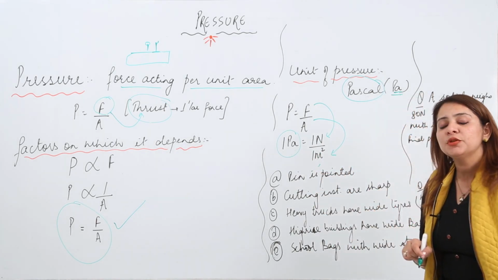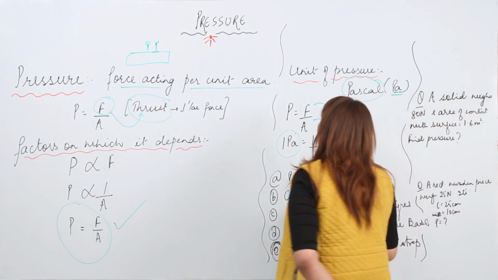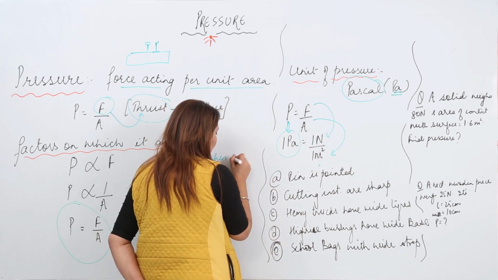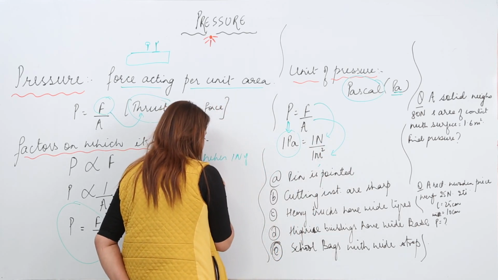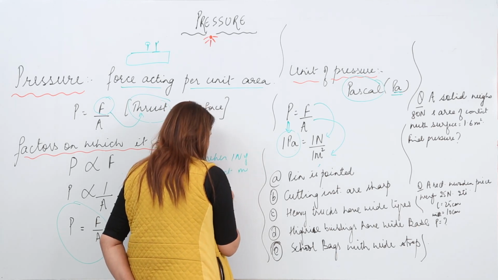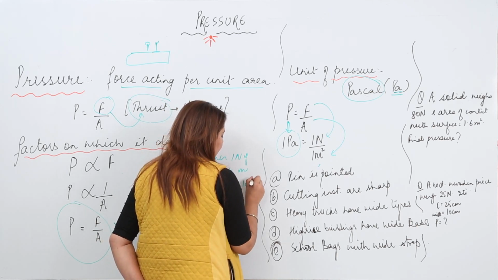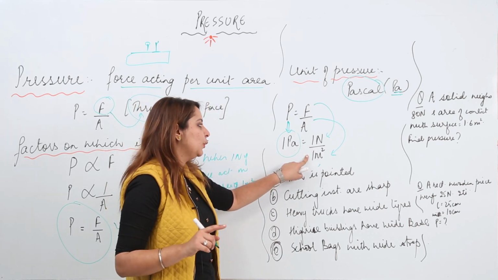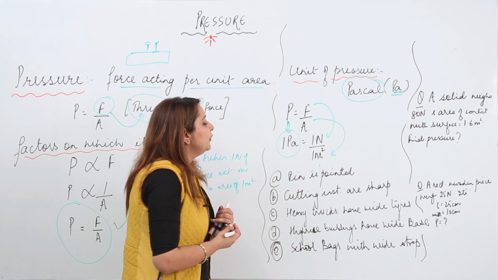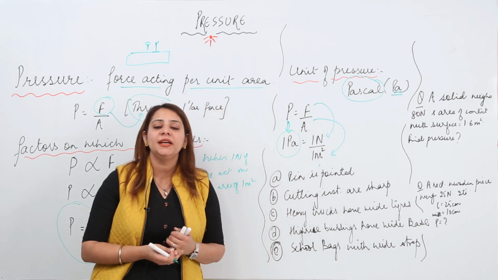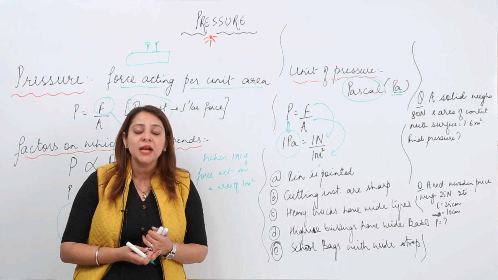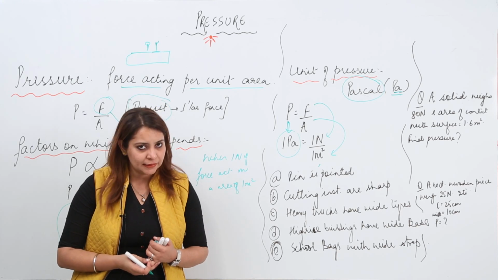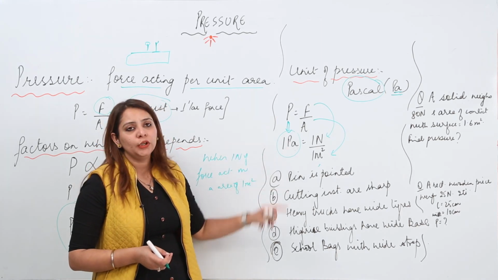Now we are in a position to define 1 Pascal also. Pressure is said to be 1 Pascal when 1 Newton of force acts on an area of 1 meter square. So if you get a question like this, which quantity is signified by Newton per meter square, you will say that it is 1 Pascal, and the physical quantity it signifies is the pressure.